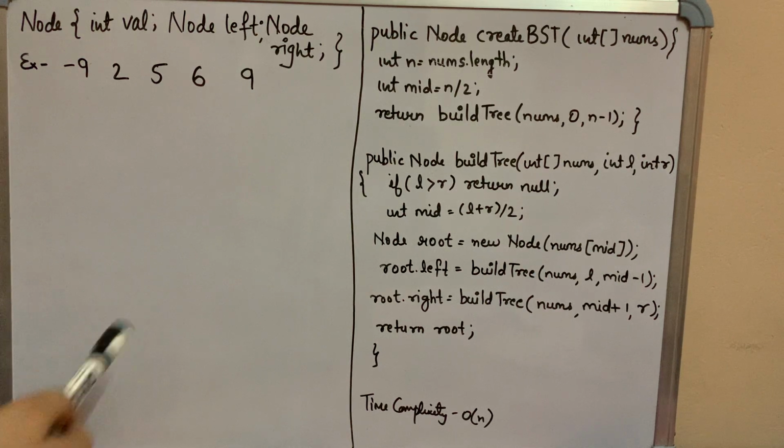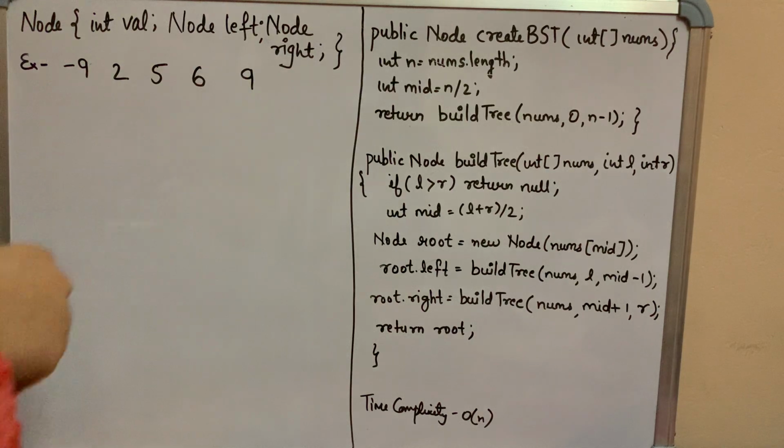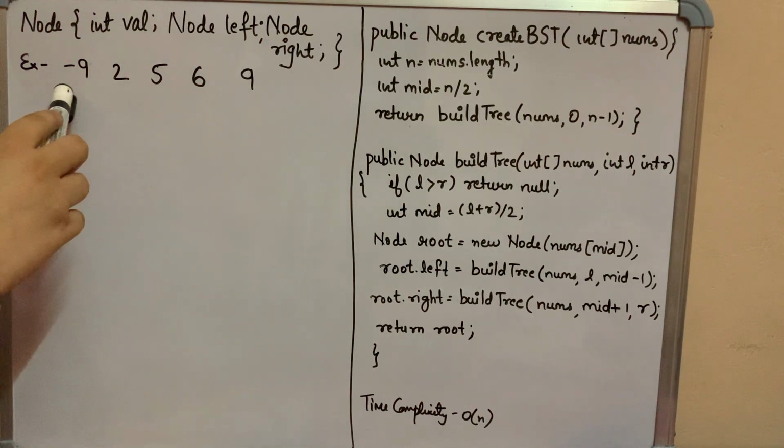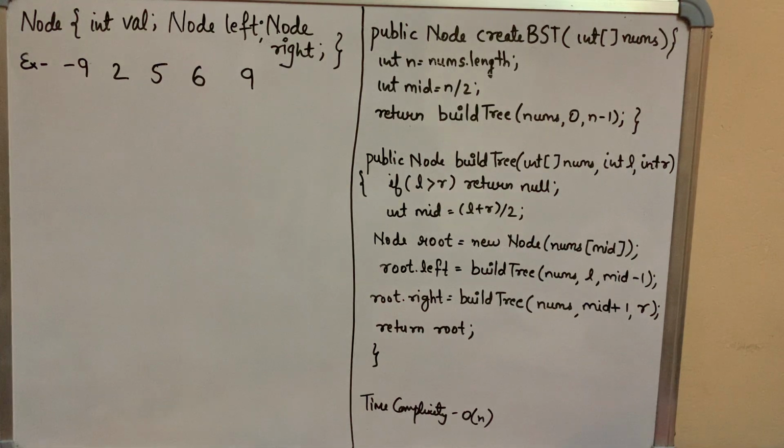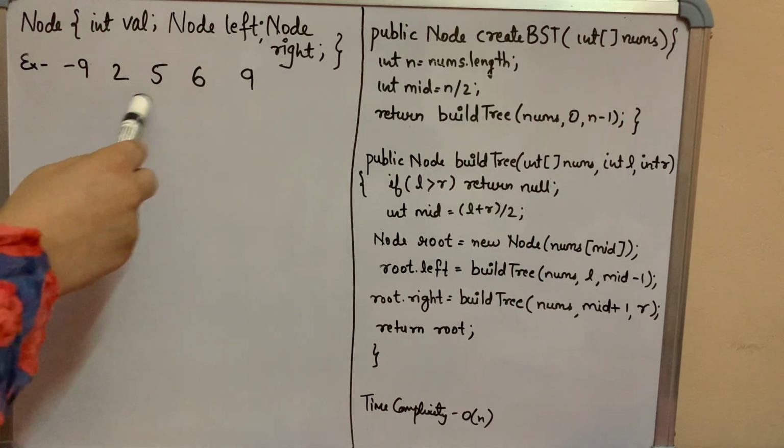Okay, so the question is, you have been given a sorted array. So the numbers are in increasing order. And what you are supposed to do is create a BST out of this sorted array.